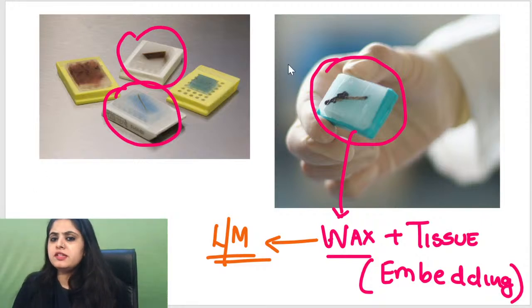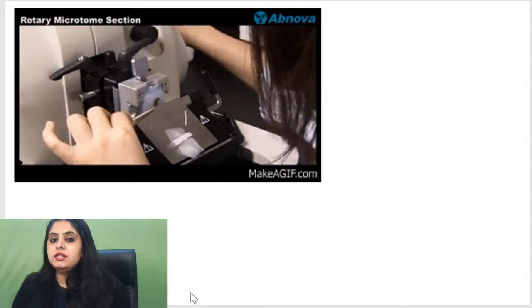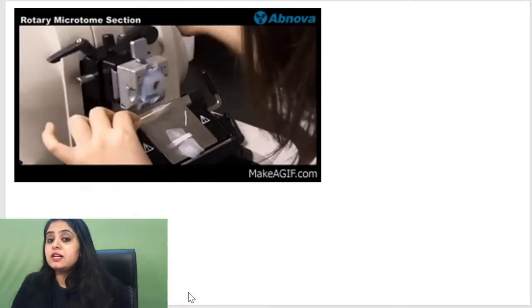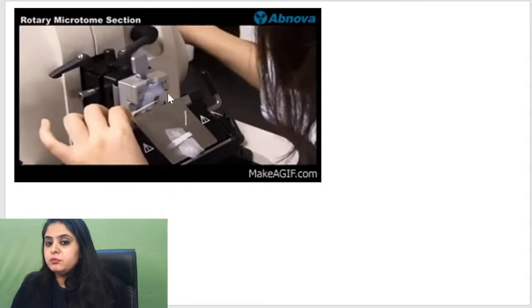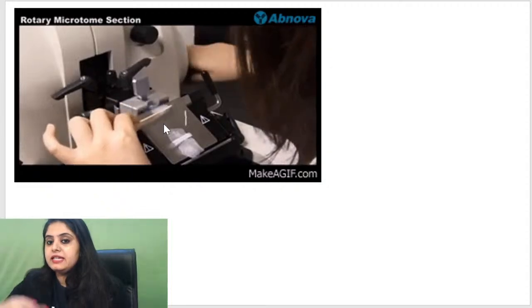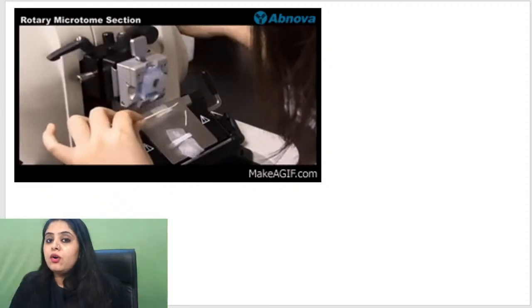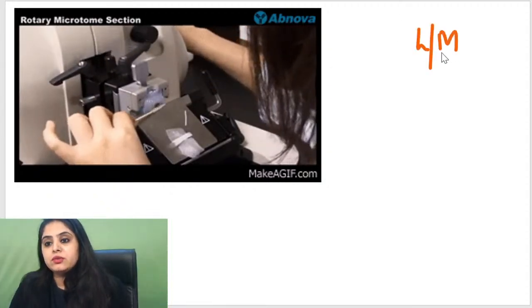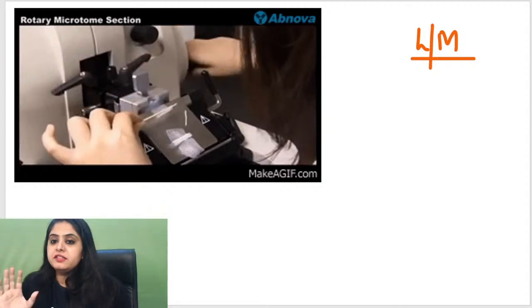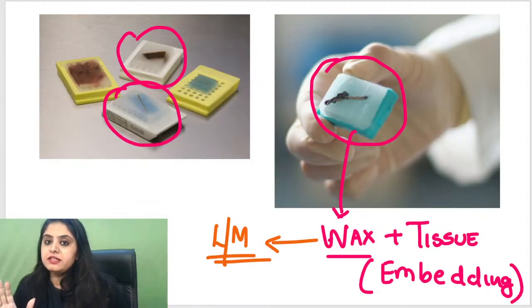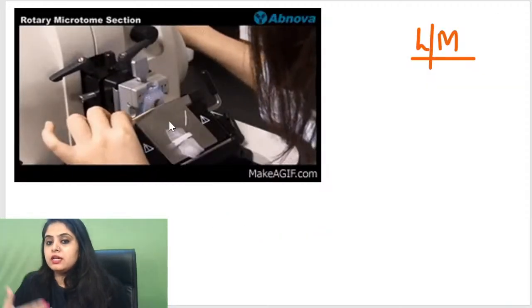Do you want to see one more step? That when this embedding has been done, actually what do? Look at this very carefully. See how they are cutting. They've placed a wax block over here, and how with a blade sections are being cut. All of these are to do with light microscopy. So see, you'll place the tissue in wax, and after placing it in wax, you are going to cut it.